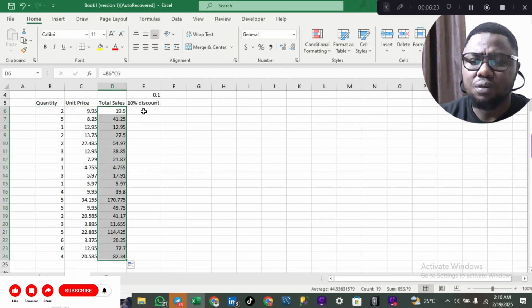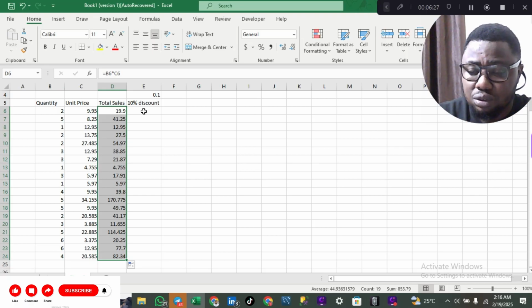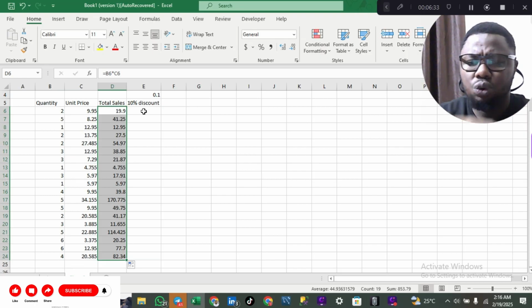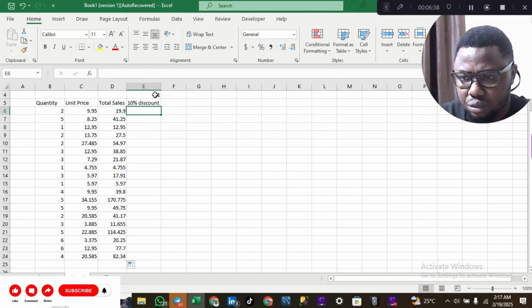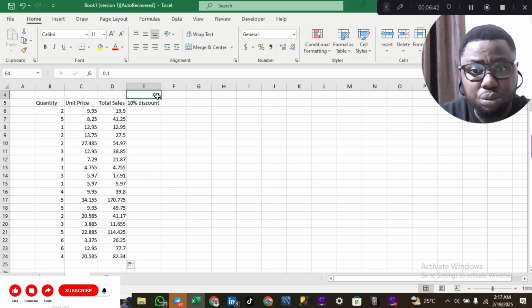Now let's assume that we want to give everybody a 10% discount on the sales. How do we do it? That means we need to lock up a particular cell. Imagine this is 10%. 10% is 0.1, I hope you know that. So because it's 10%, what do we need to do?